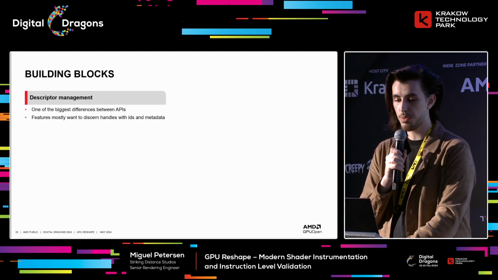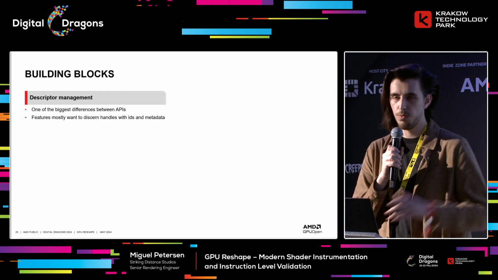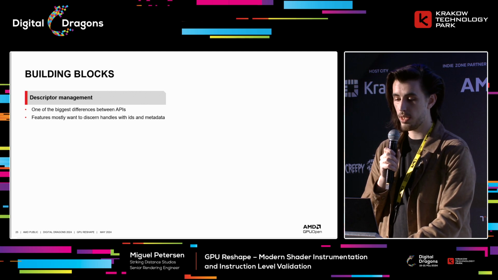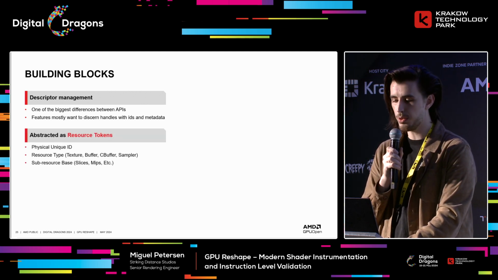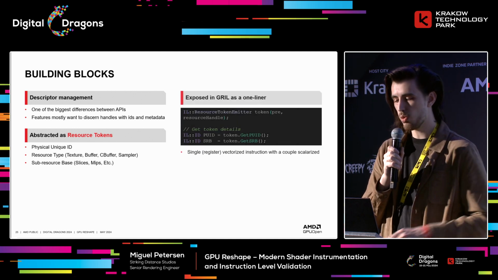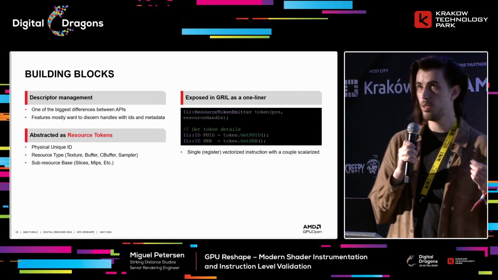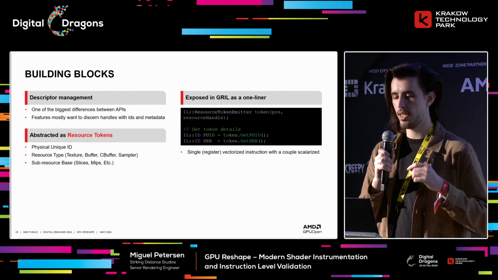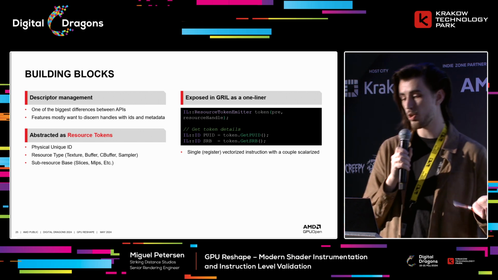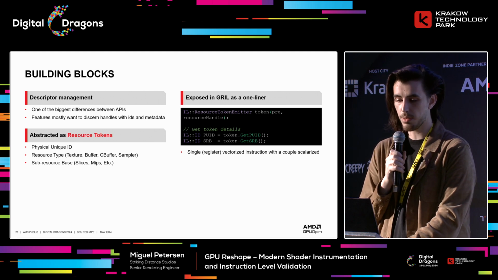Another one is descriptor management, which again is one of the biggest differences between the two APIs. But usually features, or validation rather, just want an ID and a little bit of metadata. So enter what I call resource tokens. They provide a global ID for you and a little bit of metadata about the resource, such as its type. This is also exposed as a one-liner through what I call resource token emitters, and implementation-wise, it gets compiled down to, register-wise, not the previous scalarization, a single vectorized instruction and a couple scalarized, so it's crazy fast. And with this, most features can do their work.